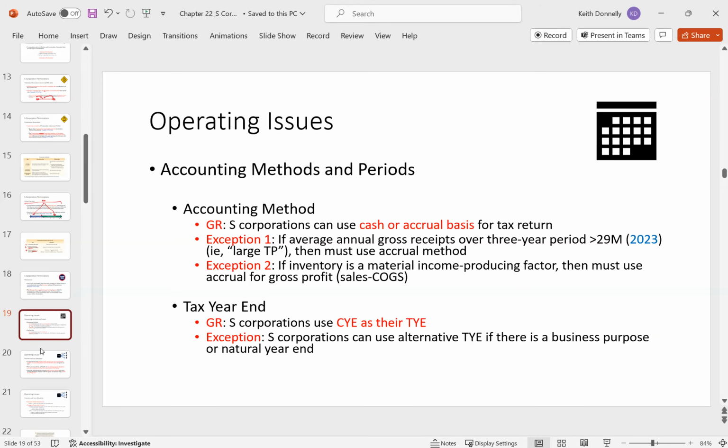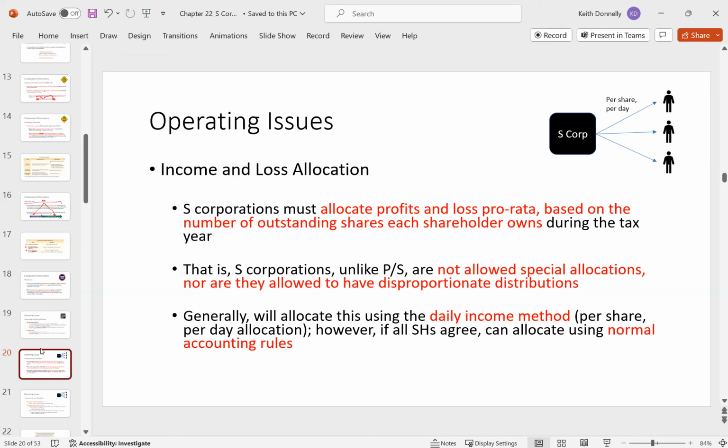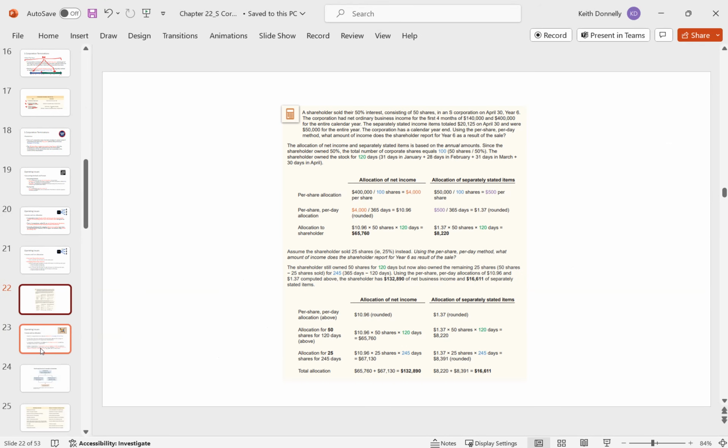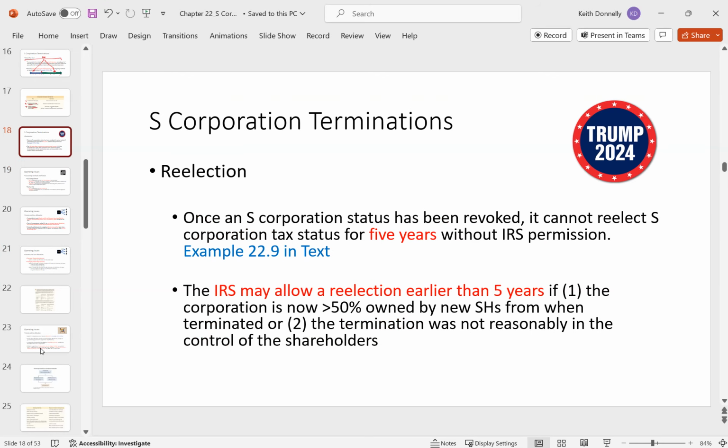Let's see here. So accounting periods and methods. Let's finish with this right here because this is, no, we'll take it a few more slides because we have about 50 slides here.